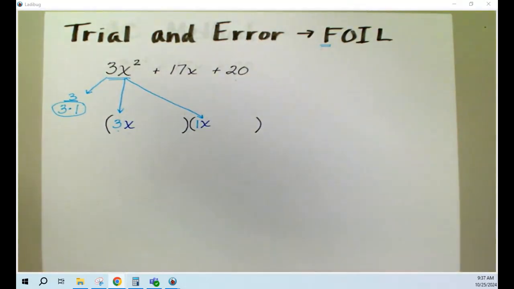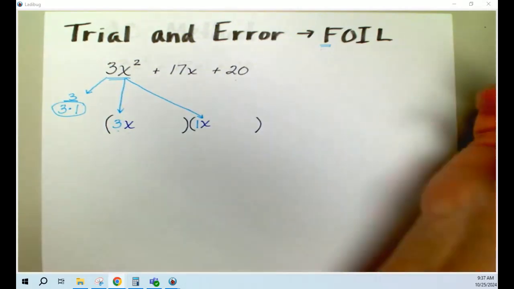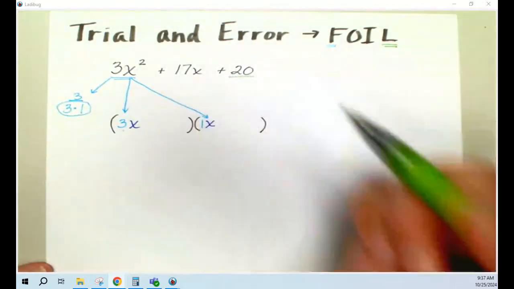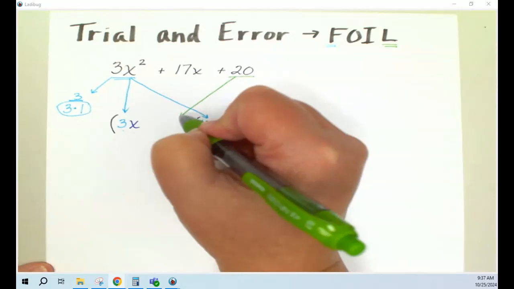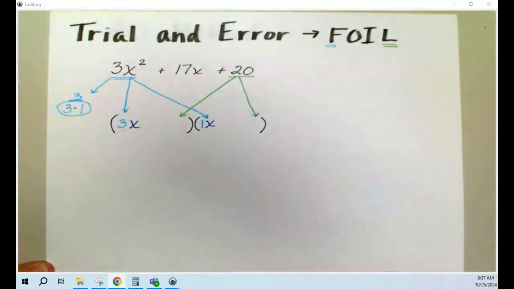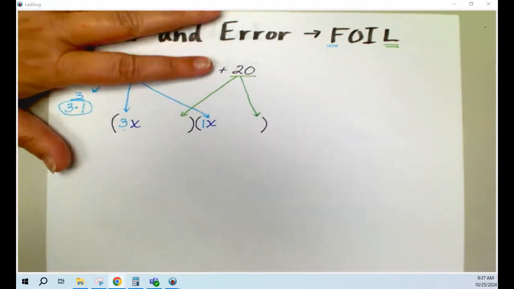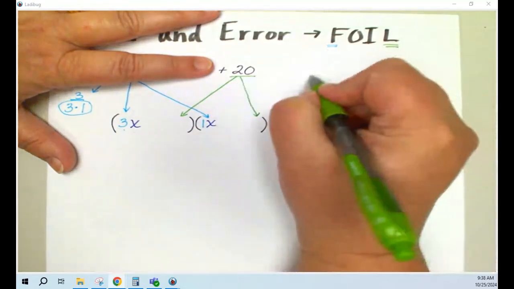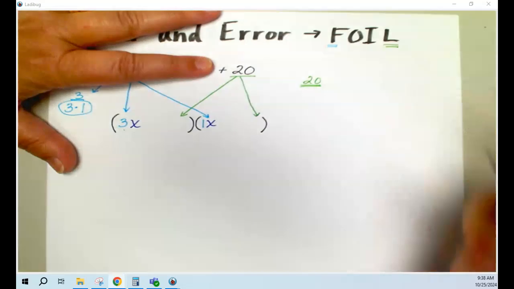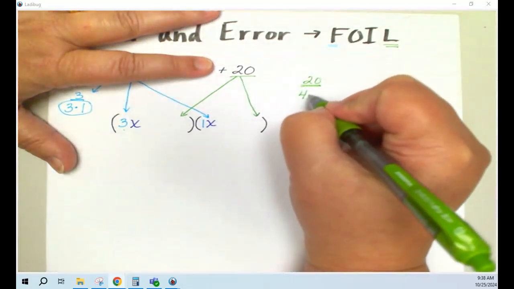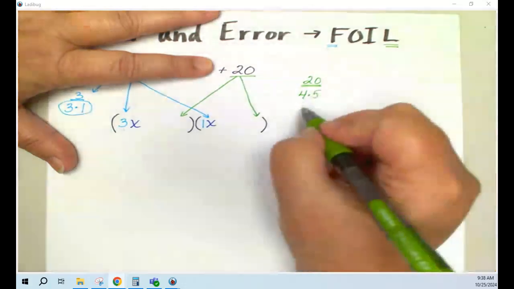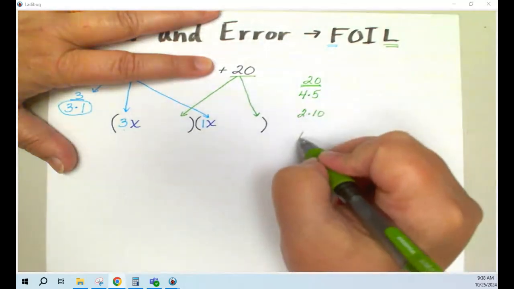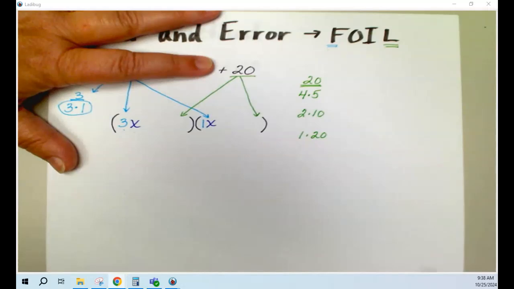Okay. Now, remember what we're going to look for is we're going to skip over to the very last term. And so L in FOIL says that the last term here of that 20 is going to come from multiplying the last positions in each set of parentheses. So that means that we need to think about what numbers will multiply together to give us back 20. So when we look at 20, one thing that might come to mind is 4 times 5. Another option could be, say, 2 times 10. And there's always that possibility that it could be 1 times 20.